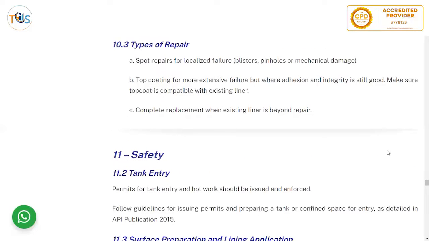Coat repair for localized failures, blisters, pinholes, or mechanical damage. Top coating for more extensive failure, but where adhesion and integrity are still good. Make sure the top coat is compatible with the existing liner. Complete replacement when the existing liner is beyond repair.